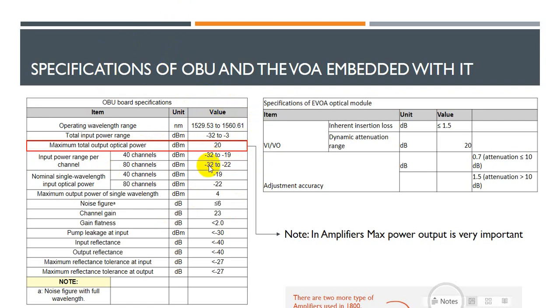So in an 80 channel system, the per channel power should be in the range of -32 to -22. So nominal means the good one will be in this range. So for 40 channels it is -19, and for 80 channels it should be near -22. So this thing, while we do the maintenance, we should take care of it. Yeah. And the maximum output per channel, which we have already seen.